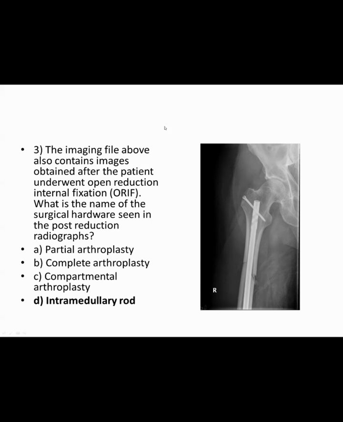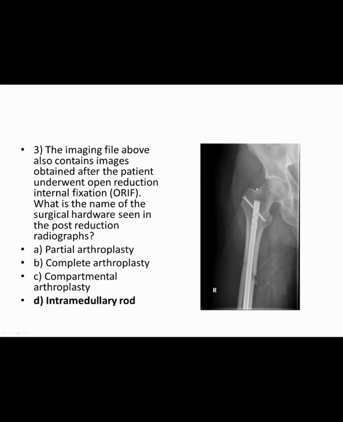Later on in the case, in the imaging file, you also have post-reduction images. So the patient in question underwent open reduction internal fixation, or ORIF. And the question is, what surgical hardware can you see on the post-reduction radiographs, or post-ORIF radiographs? And as the name suggests, we can see that there's this rod running down the medullary cavity that is helping to connect these two pieces of separated bone.